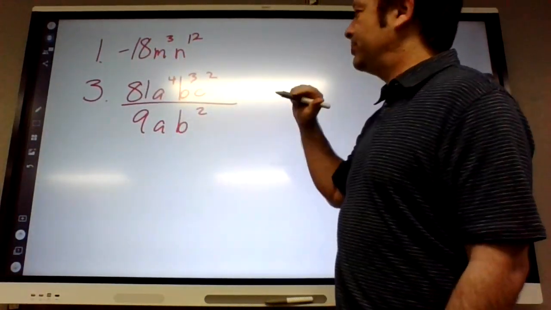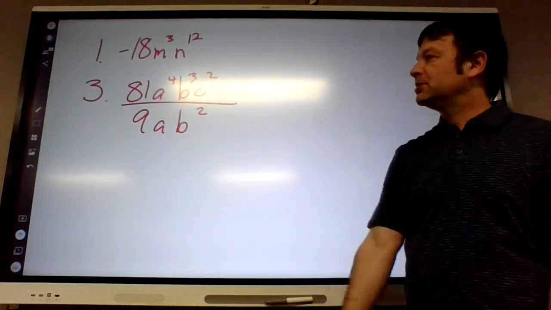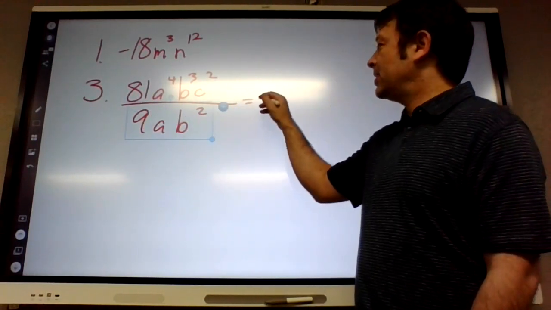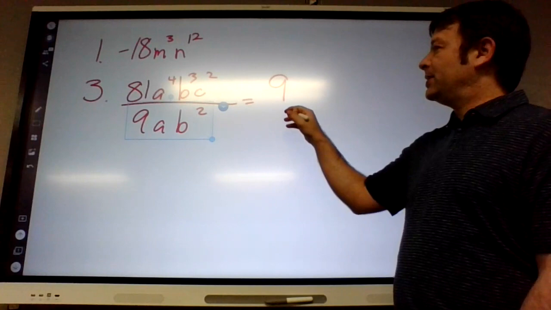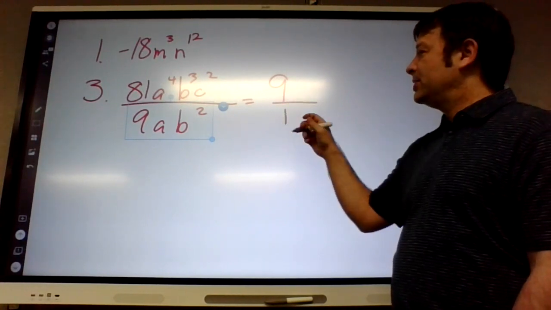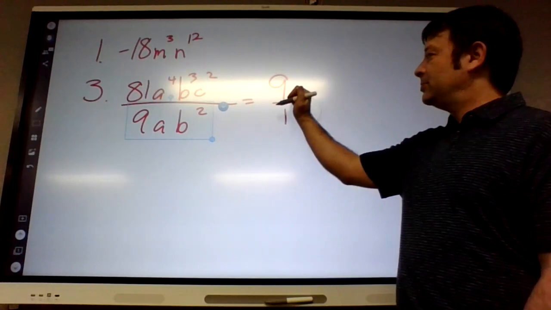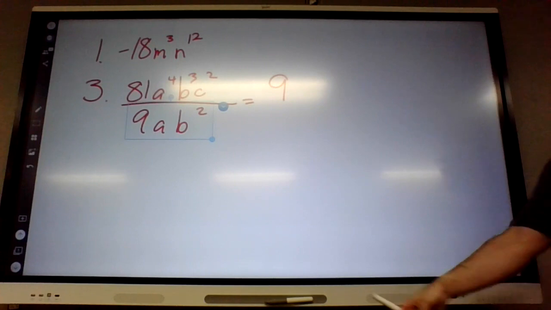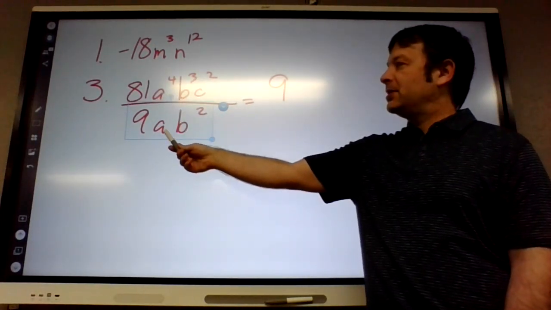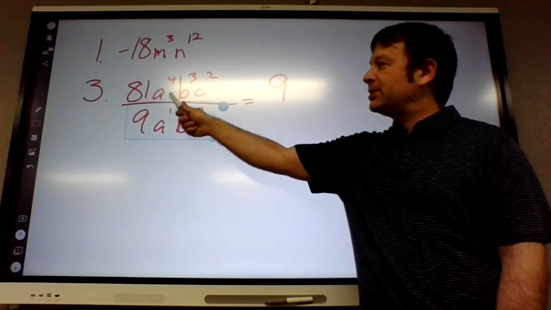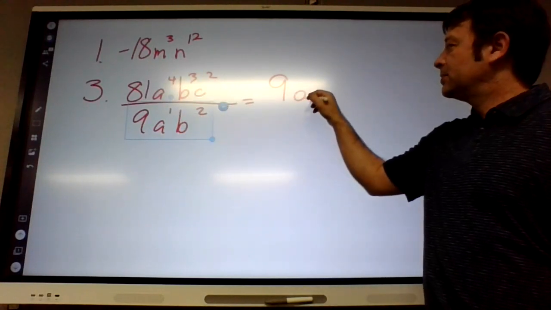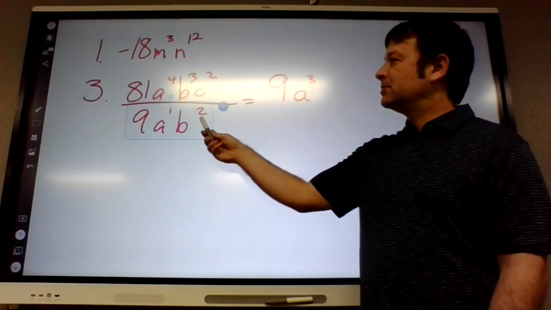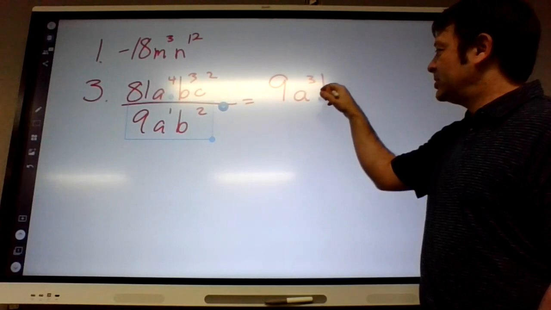Okay, so what do we do when we're dividing with the exponents? Subtract. On the normal number, 81 divided by 9 is 9. When I write the 9 there, it's like 9 over 1. Sometimes we don't need a denominator, but just to remind you of that. A to the fourth divided by a is a to the third, with the invisible 1. And then b to the first, just b.